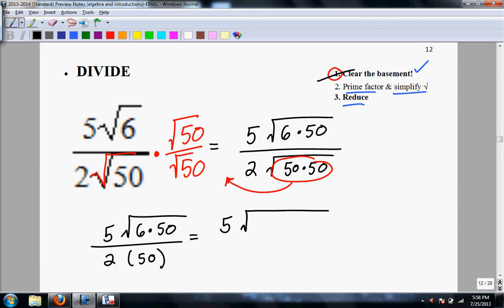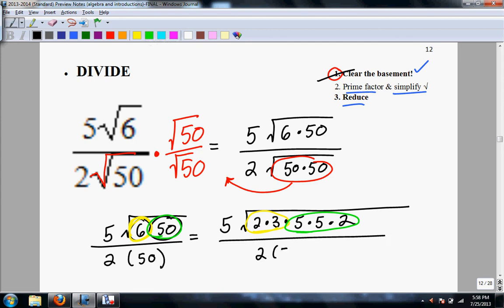So I have 5, and now I'm going to break everything down as far as I can. The 6 is going to be 2 times 3. Take it down to primes. 50, that's going to be 5 times 10, so that's 5 times 5 times 2. Let me just circle it in colors here. So we prime factored 6, that's 2 times 3. And we prime factored the 50, which is 25 times 2. So that's 5 times 5 times 2 over 2 times 50.